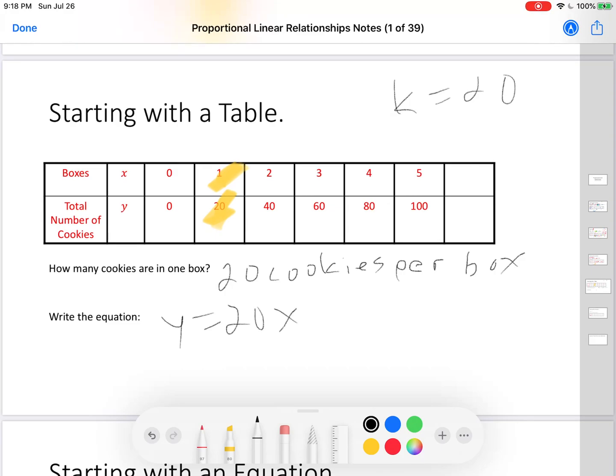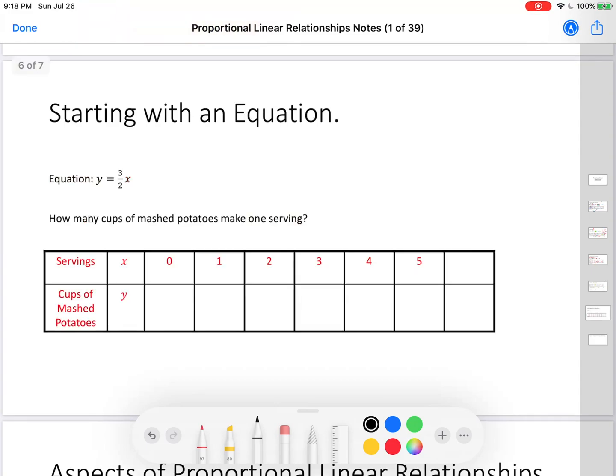5 times 20 is 100. 4 times 20 is 80. 20 times 3 is 60. 20 times 2 is 40. 20 times 1 is 20. 20 times 0 is 0. Y equals 20x.